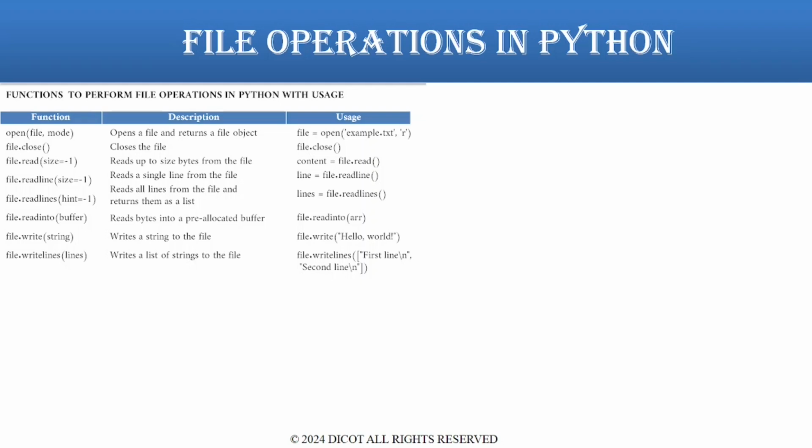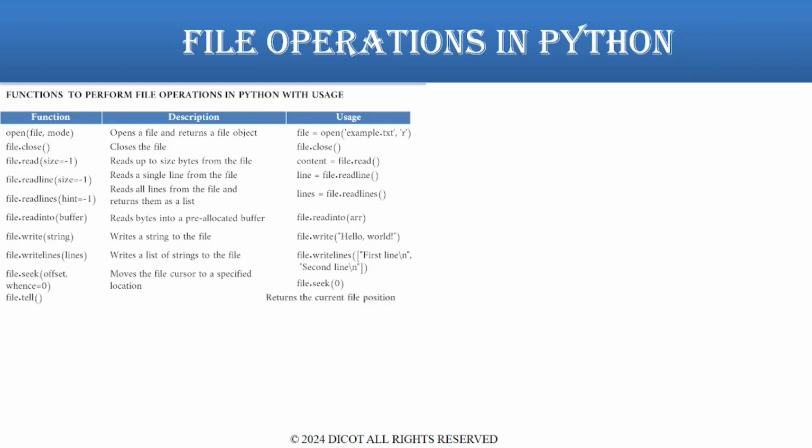Moving the file cursor. File.seek moves the file cursor to a specified location. The parameter whence can have values 0, 1, 2. 0 means the beginning of the file, and it is the default value. 1 means the current file position. 2 means the end of the file. Example: file.seek(0) will move the cursor to the start of the file.